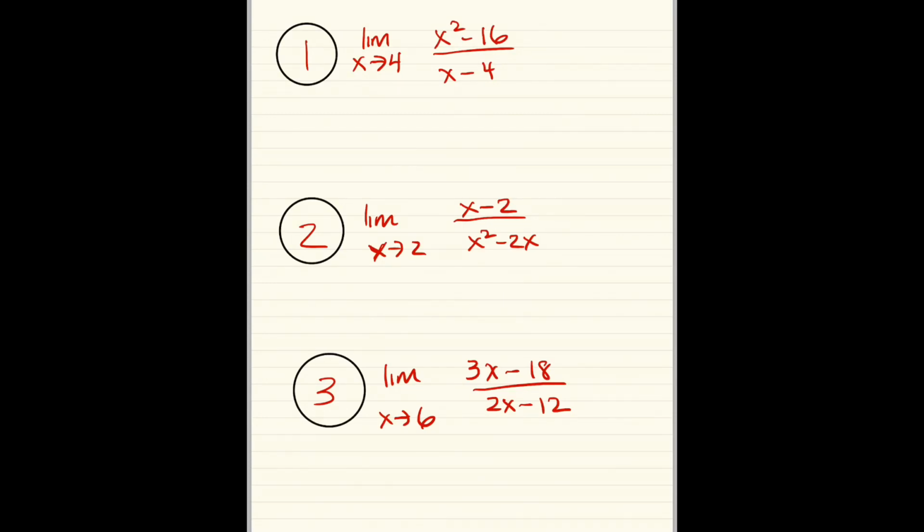You could put the 4 in here, and what you'll notice is you'll get 4 squared minus 16, which is 0 over 0. Anytime you get 0 over 0, see if you can factor it. That's your first rule. If I get 0 over 0, can I factor the problem? So I could factor it. I can get x minus 4, x plus 4, all over x minus 4.